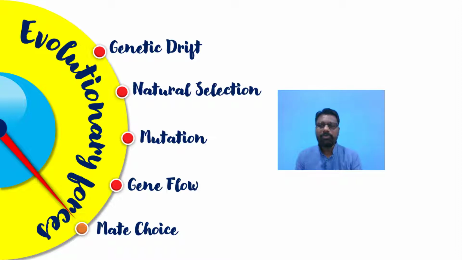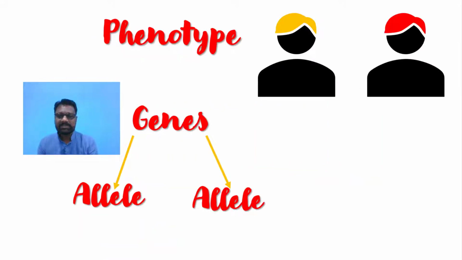Before we work with this equation, the problems which we solve using this Hardy-Weinberg equation, we need to know some tips regarding population genetics. So we will discuss those first. Here you are able to see two individuals with two different types of hair color. One has non-red hair, the other has red hair, which we are able to see with the naked eye.